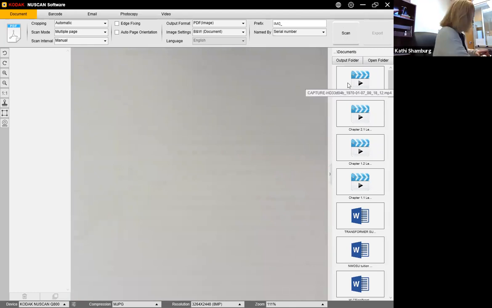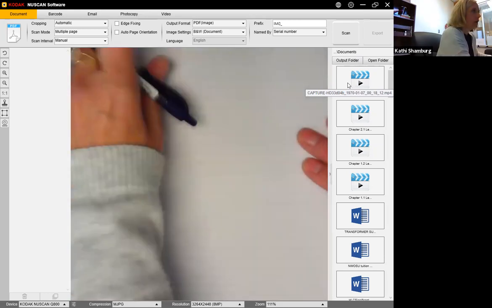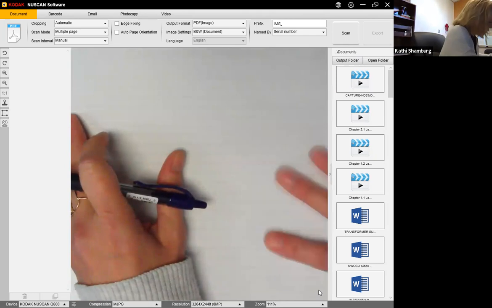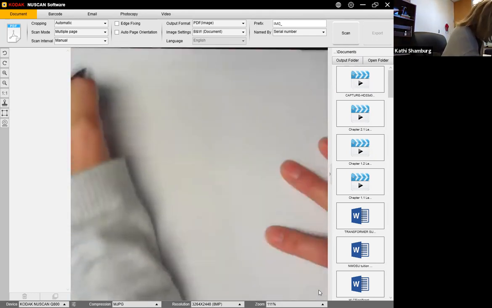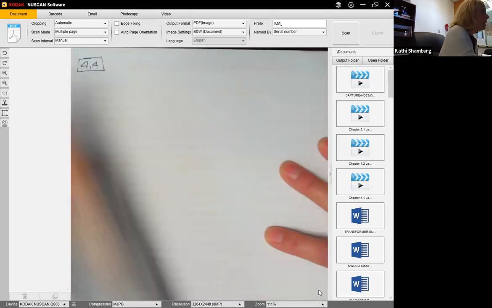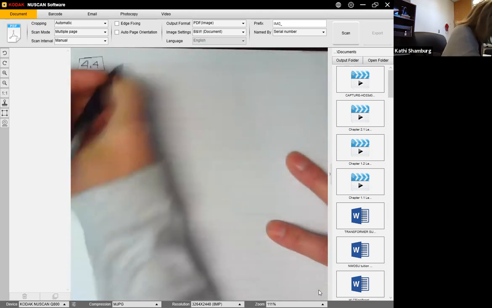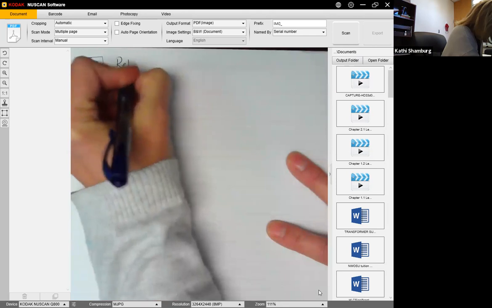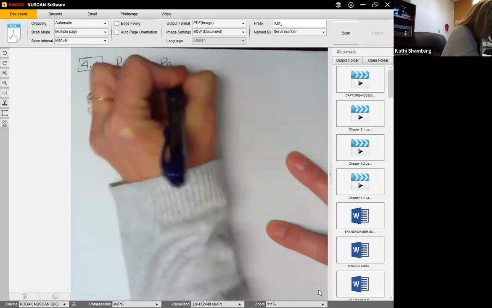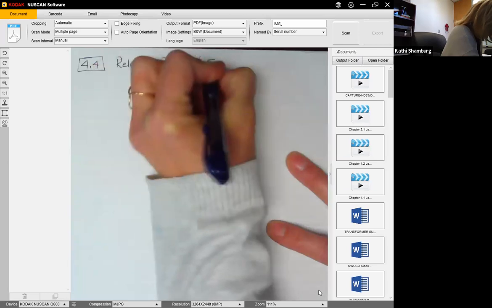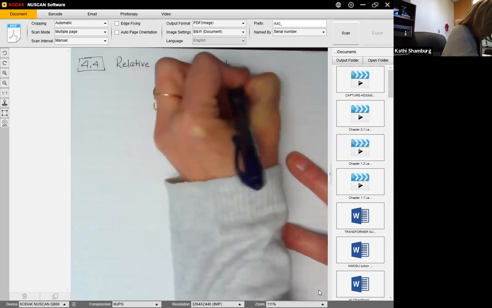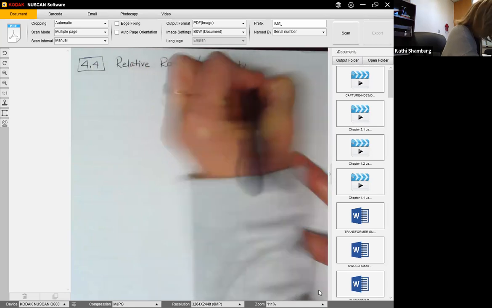All right, so we are on, okay, 4.4, which finishes up this unit. And we're going to be discussing two different topics: relative rates and what is called elasticity of demand.